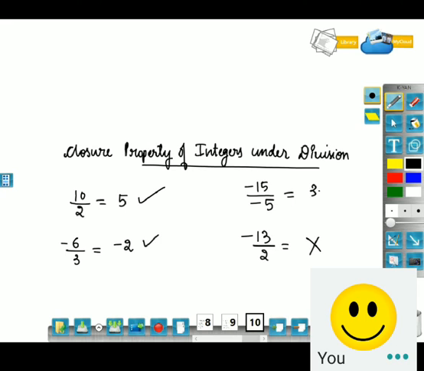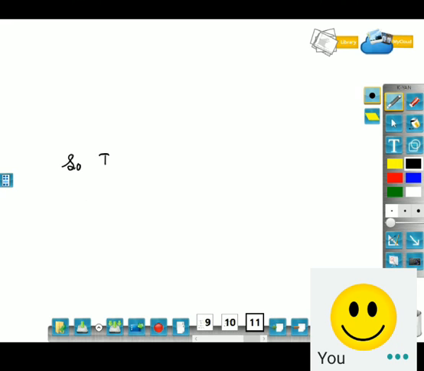So integers are not closed under division. Why are they not closed under division? On dividing any two integers, we do not always get an integer. So that's why integers are not closed under division. Still, if anybody has any doubt, please comment.